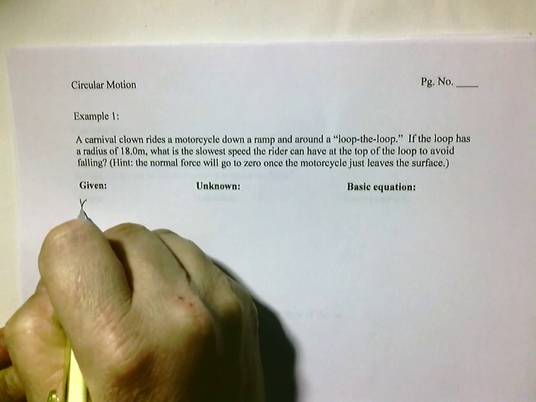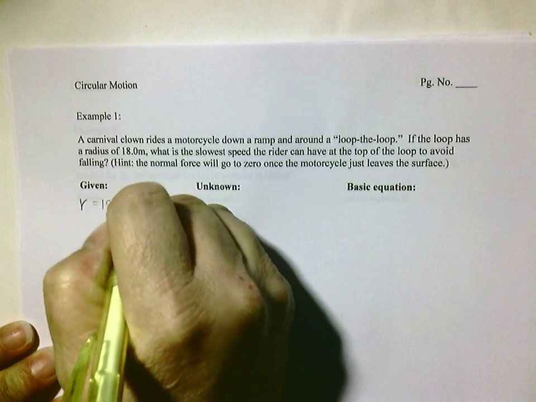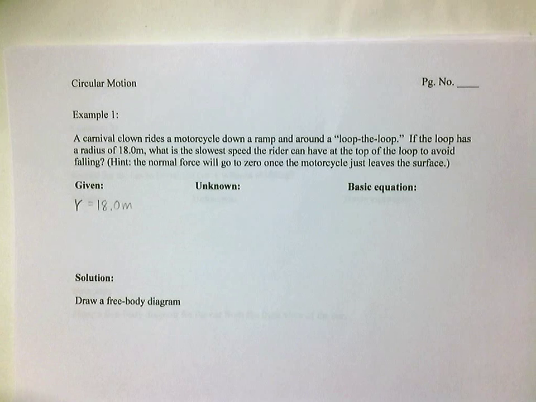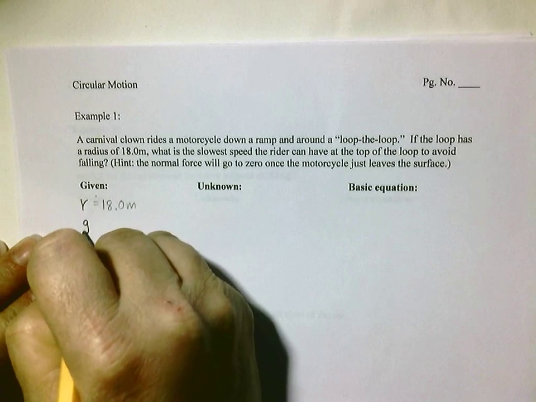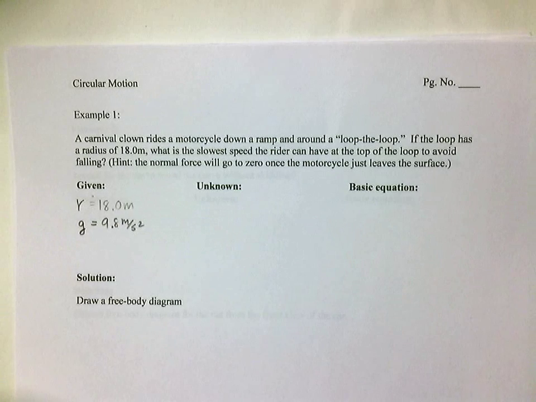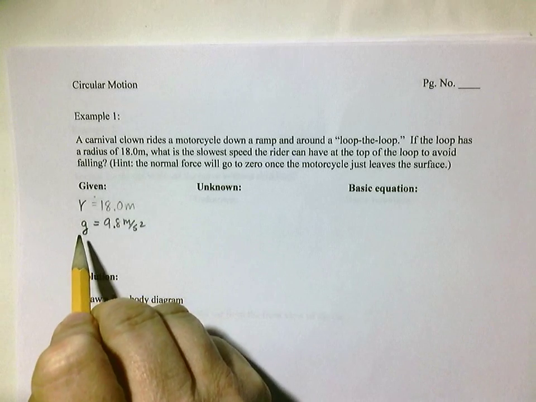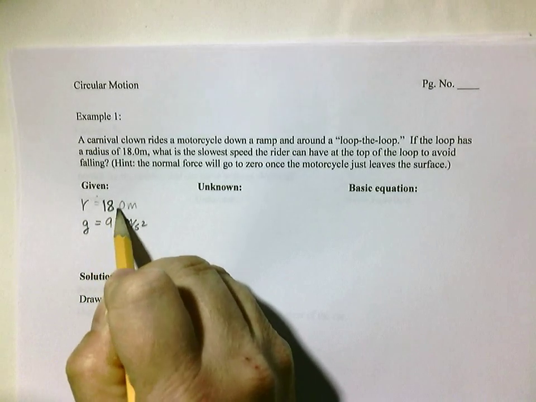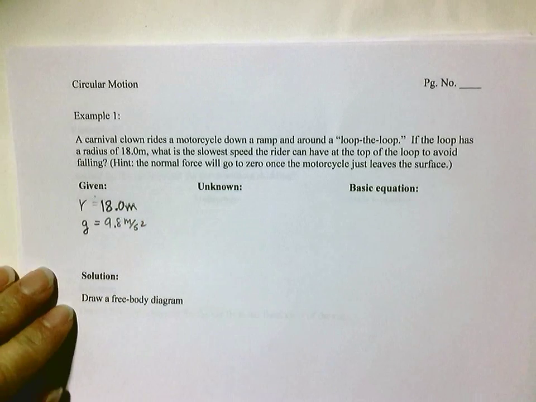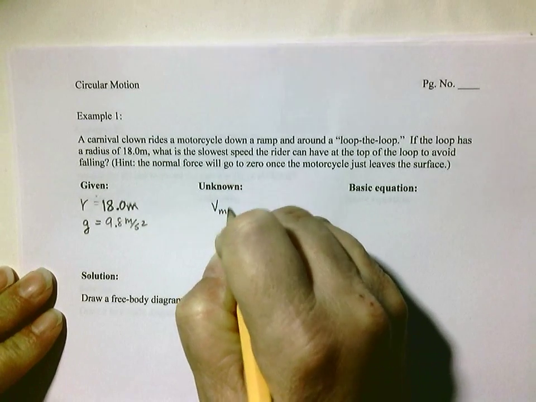We know that the radius is given. It is equal to 18.0 meters. We also know that the acceleration due to gravity is a constant. So I'm going to put g is equal to 9.8 meters per second squared. Some of you may be saying, wait a minute, Dr. H, isn't that negative? Notice that I didn't put a vector sign on the g here, so I only want the magnitude of g. Okay, let's see. Unknown. We want the speed, the slowest speed. So v minimum.